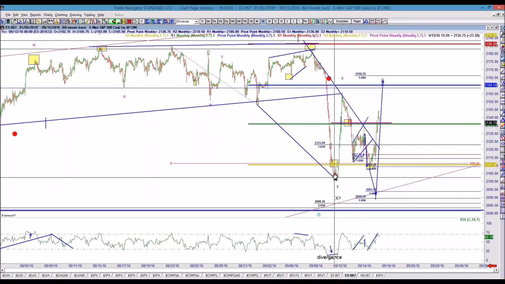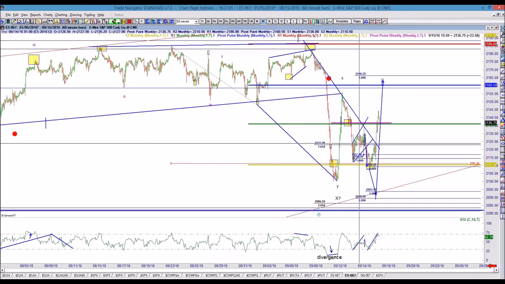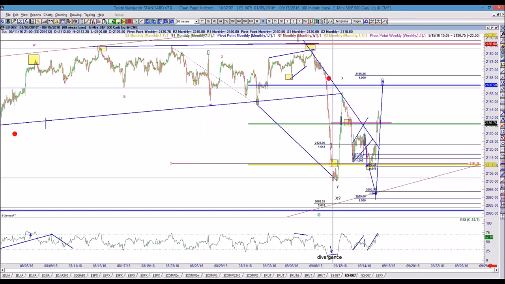It's a different form of compression. You're at such an extreme that you're going to go to the other extreme. So it's a little different than the compression we were just talking about, where the market gets tight, the range gets tight, and then you expand. This is where you're expanded so much, so quick.